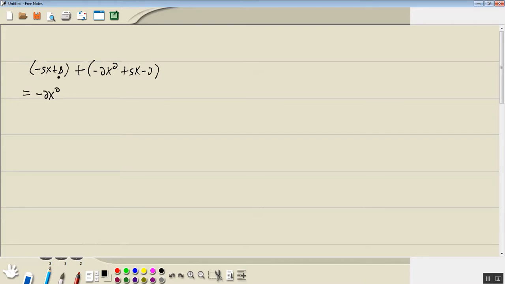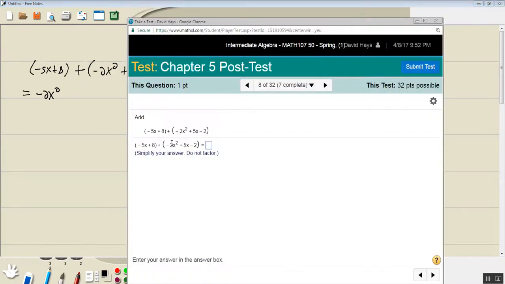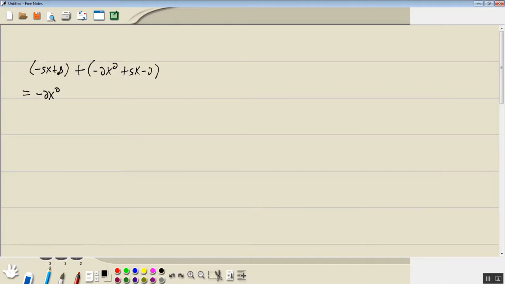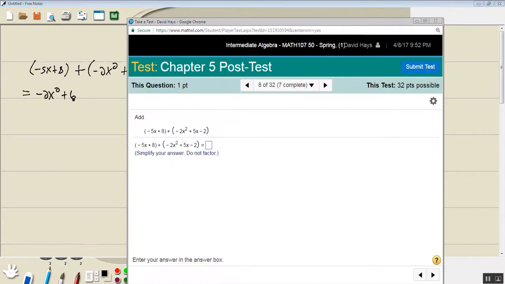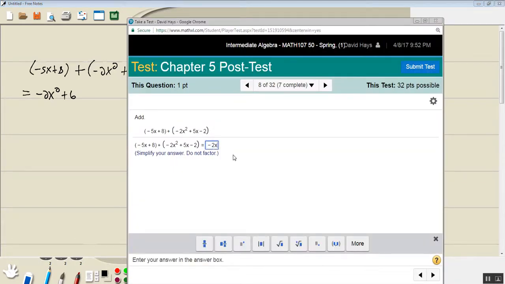So we got negative 2x squared. Here's negative 5x plus 5x. That cancels. Is that true? Negative 5x plus 5x. I guess they are the same, or, well, different signs. And then 8 minus 2 is 6. So that'd be our answer. So I got negative 2x squared plus 6.